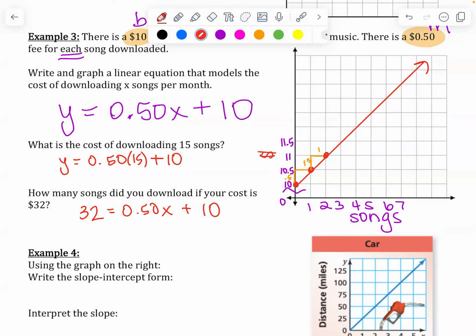Okay, so this is what you're gonna do. You only have 2 problems for homework. It's page 22.